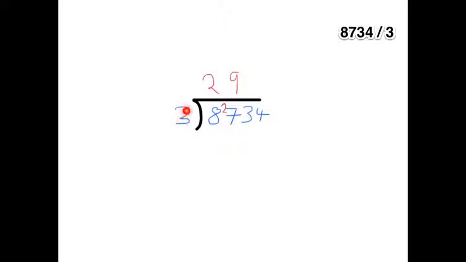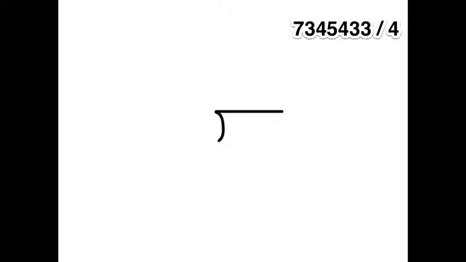Next, how many 3's go into 3? Well, I know 3 times 1 equals 3, so I put a 1 up at the top. Next, I know 3 times 1 equals 3. Put the 1 up there, and as we have a remainder left over, I'll put the remainder there. The answer is 2,911, remainder 1.